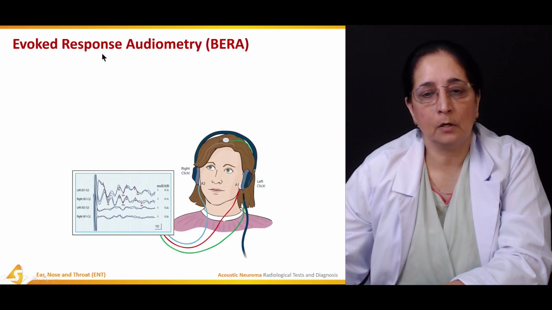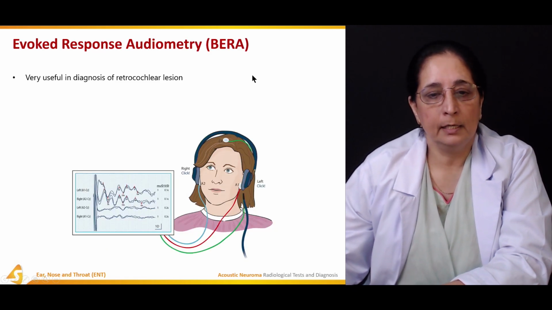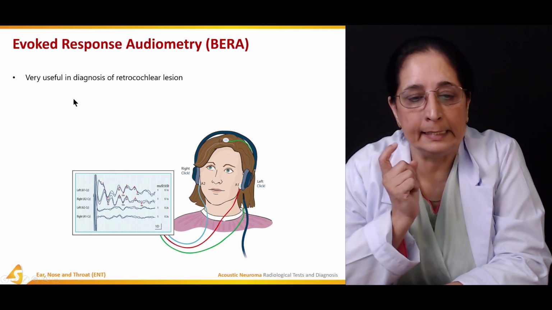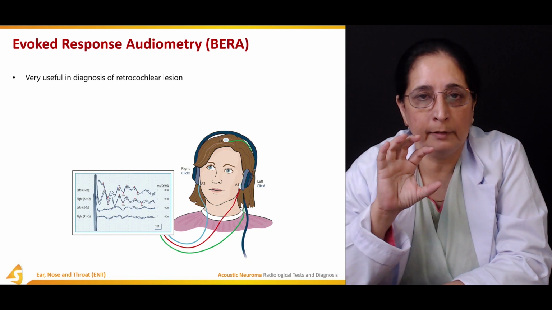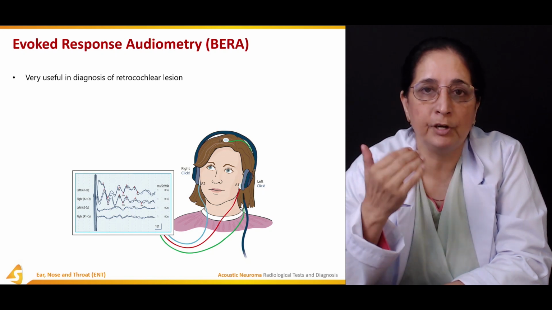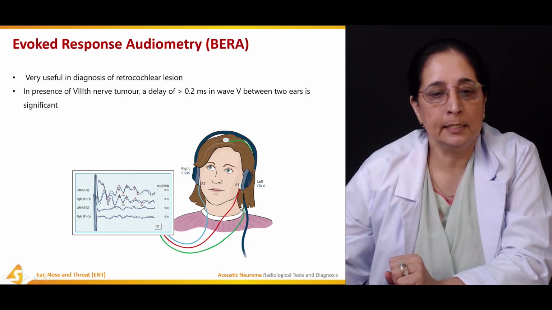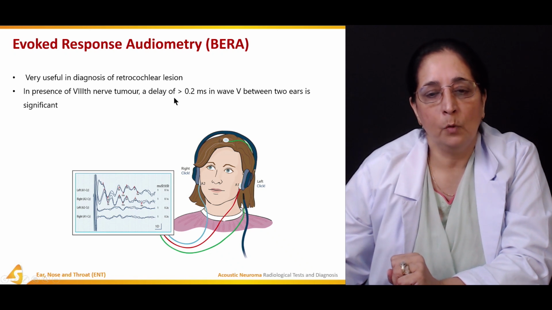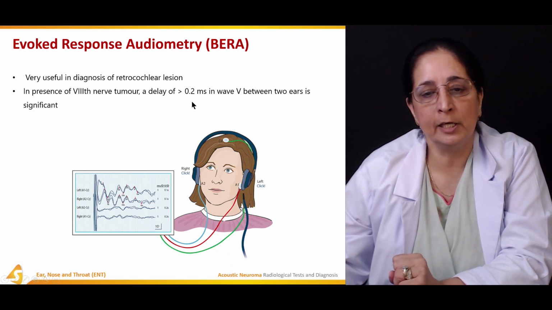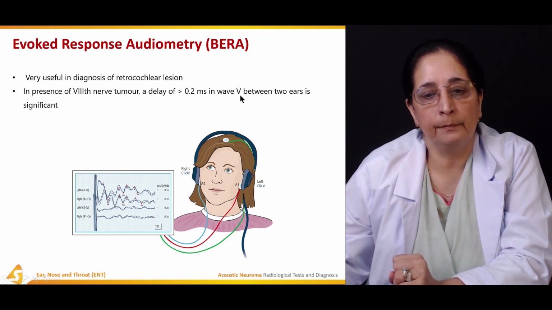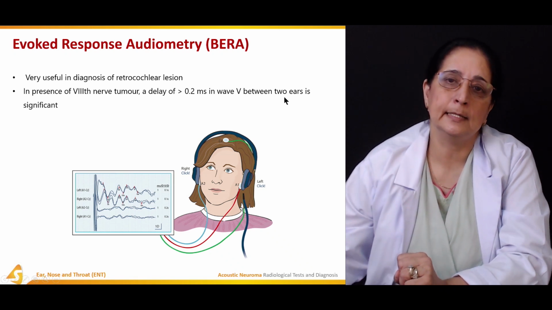Evoked response audiometry is very useful in diagnosis of retrocochlear lesions. It is not very effective for cochlear lesions, but for retrocochlear lesions it is very, very helpful. In the presence of an eighth nerve tumor, a delay of more than 0.2 milliseconds in wave V between the two ears is significant.